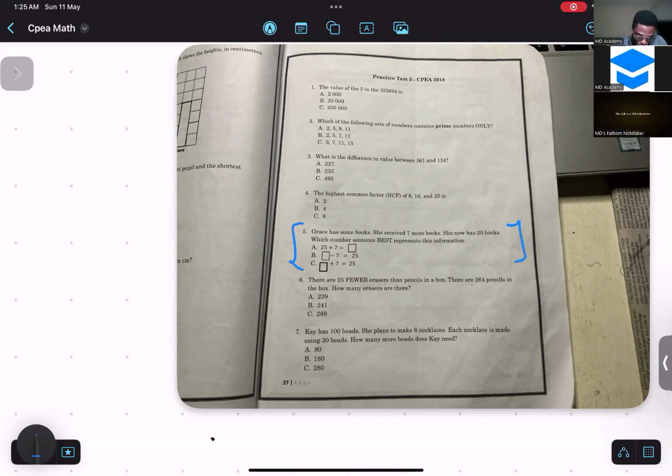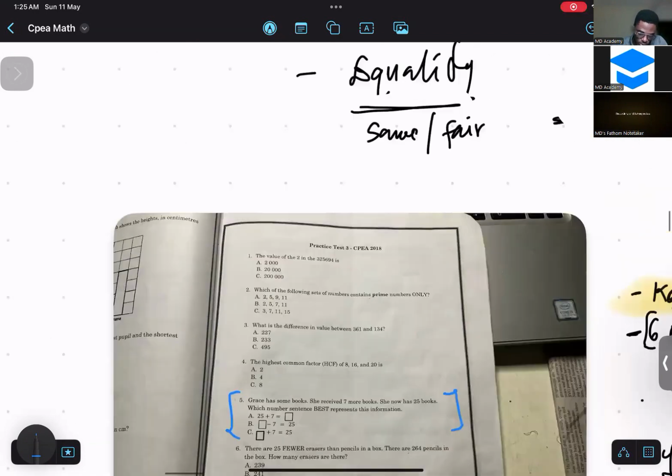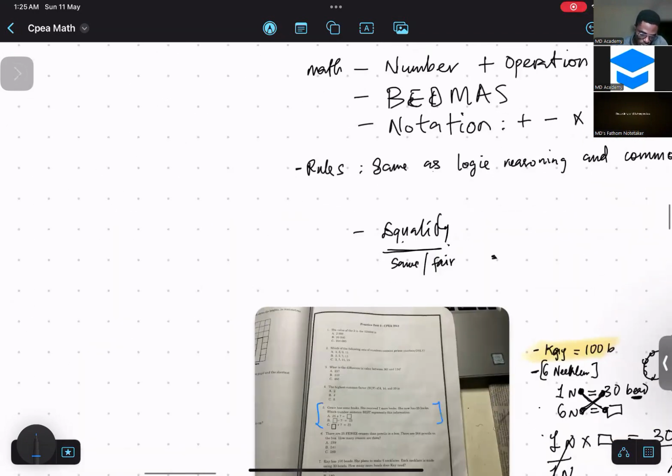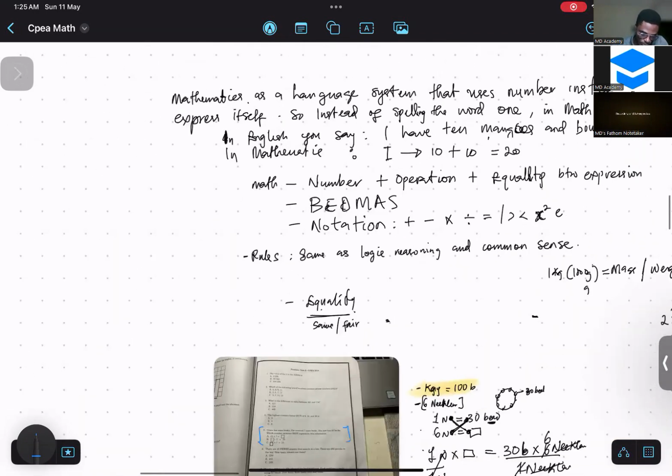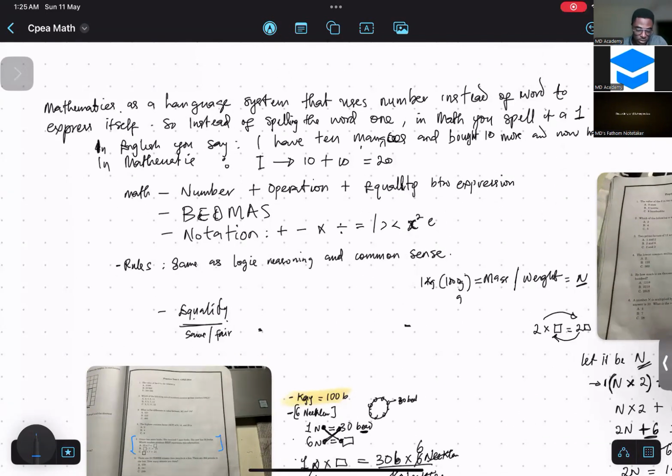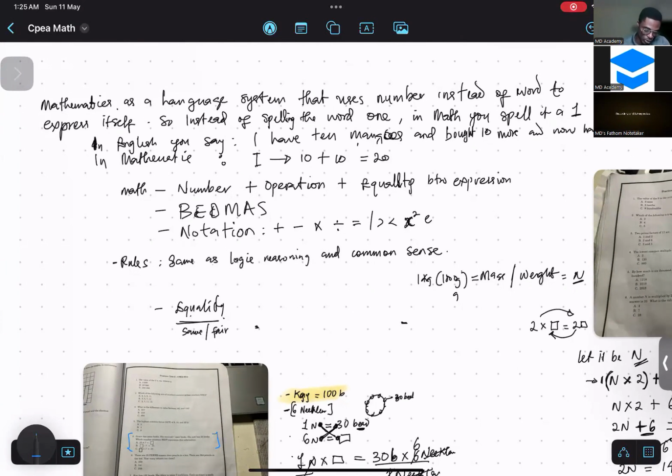So before we jump into this question, let's talk about the general concept of mathematics. Mathematics is a language system that uses numbers instead of words to express itself. So instead of using the word one, we would spell it as that symbol 1, all right? And that symbol 1 is what you would call a notation. Now, in English language, you would say, I have 10 mangoes and then I bought 10 more, and now I have 20. But in math, you just write it simply as 10 plus 10 equal to 20, because we're just focusing on the numbers alone.